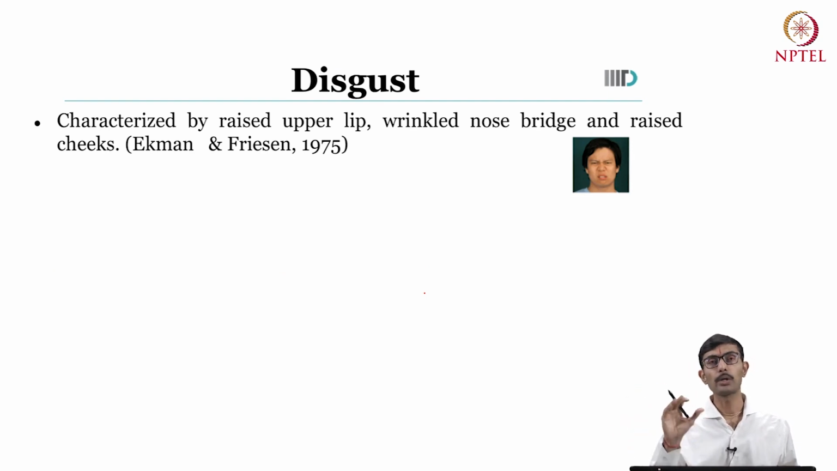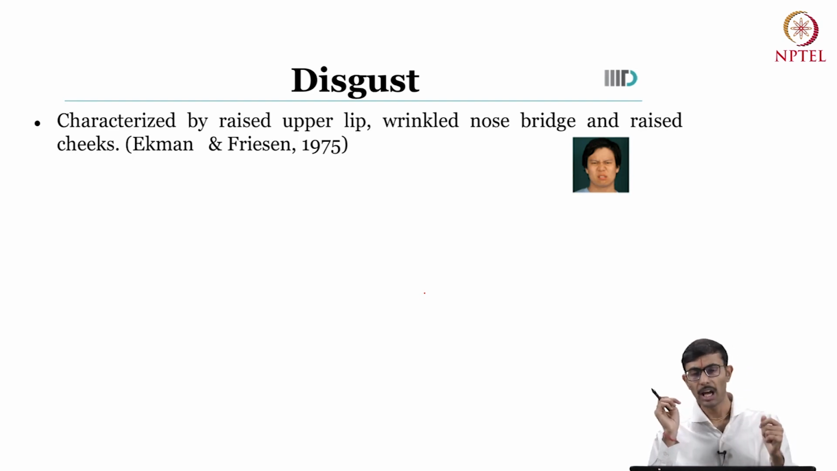Perfect. So with that, now let us look at a similar type of analysis of the disgust and the other emotions. So this is a very simple picture of the disgust emotion. Now if you look at the disgust emotion, this is broadly characterized by the wrinkled nose bridge here and raised cheeks here, right? And then you have a raised upper lip. So for example, the upper lip is a bit raised.